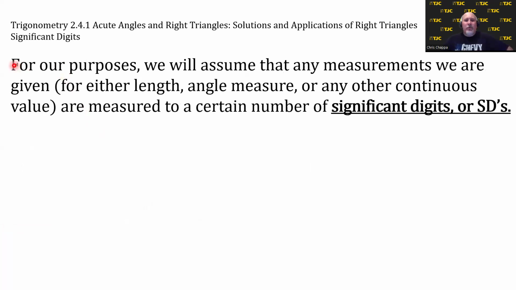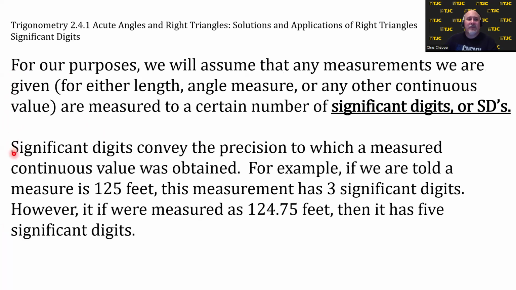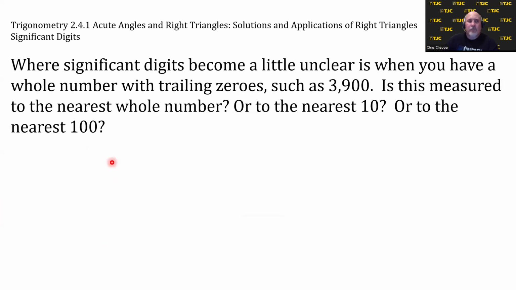For our purposes, we will assume that any measurements we are given, either length, angle measure, or any other continuous value, are measured to a certain number of significant digits, or SDs. Significant digits convey the precision to which a measured continuous value was obtained. For example, if we are told a measure is 125 feet, this measure has 3 significant digits. However, if it were measured as 124.75 feet, then it has 5 significant digits.